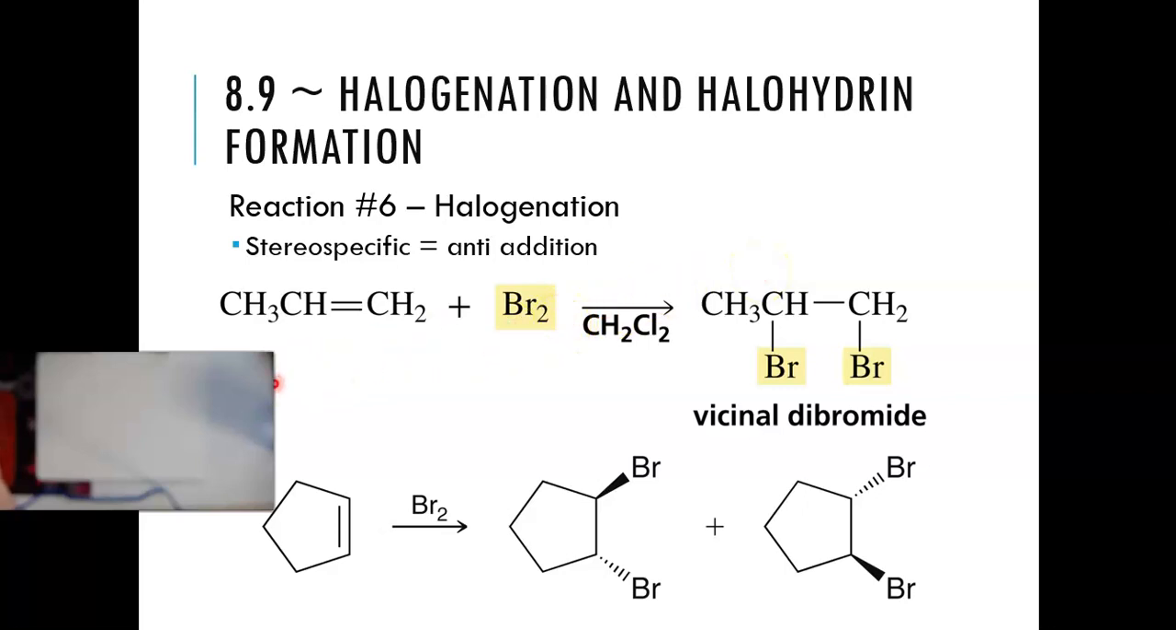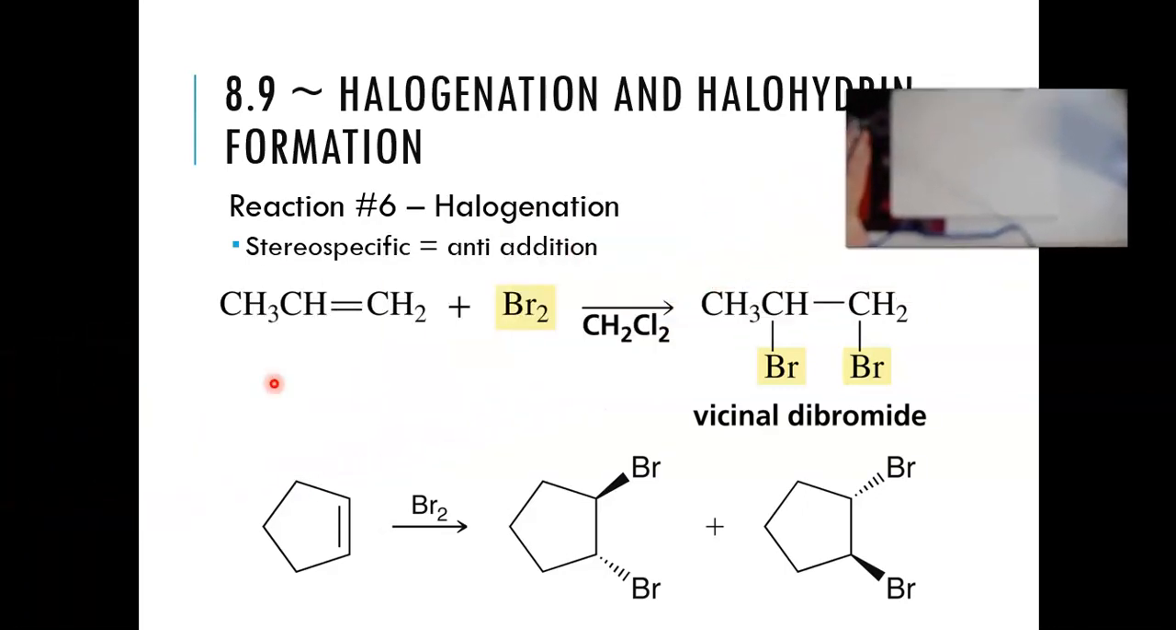And then down here is giving us a little bit more information about our stereochemistry. So up here it's telling us that it is an anti-addition. So that means that our bromines are going to add from opposite sides.